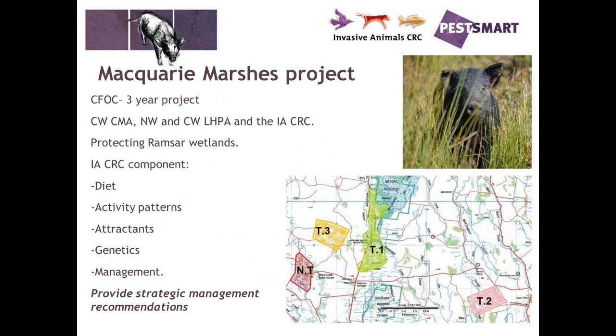And these are the sort of projects, I guess, that I've been working on, where we're trying to incorporate some of these products into real management situations, and also just to learn a bit more about feral pigs. So the Macquarie Marshes project was a CFOP project, and it was 3 years. It was a large project between multiple organisations, which was the Central West Catchment Management Authority, Northwest and Central West LHPA, and the Invasive Animals CRC. And the objective was to protect the Ramsar wetlands from feral pig damage. There are a number of migratory birds who use the site for breeding and things like that.